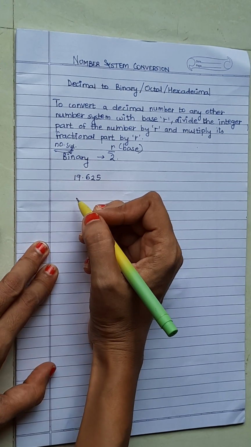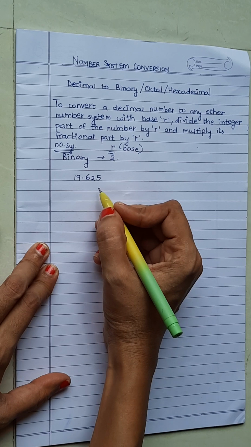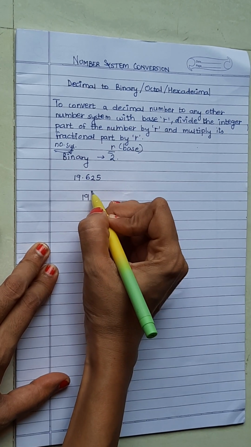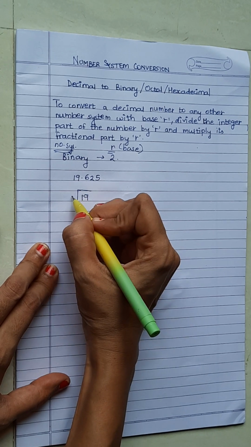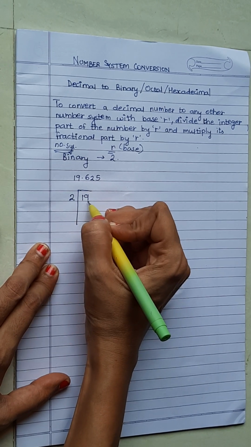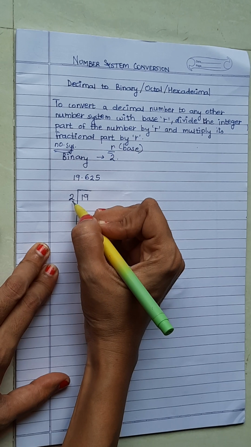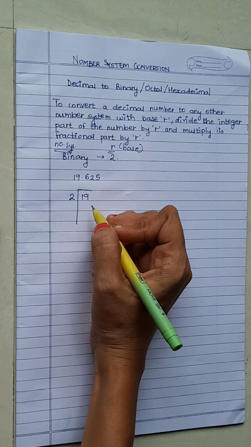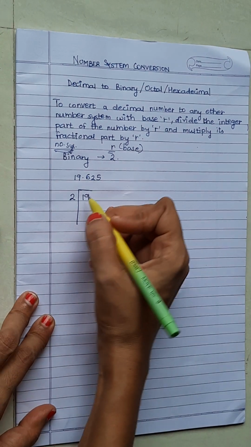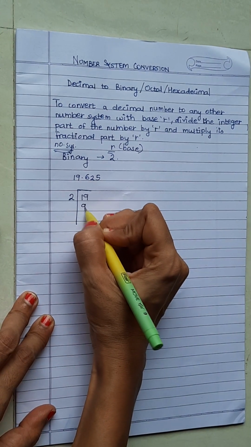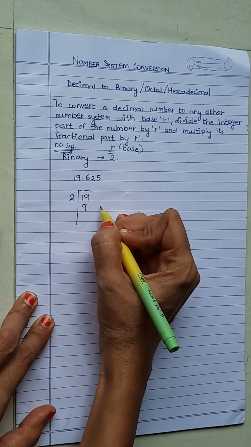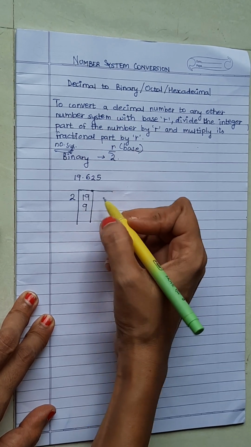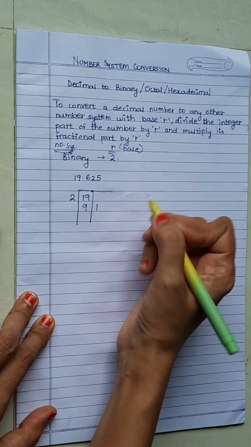So if I want to convert 19.625 into binary, I will first divide the integer part of the number by 2. Here this is the dividend, this is the divisor. What will be the quotient in this case? The quotient will be 9, since 2 9s are 18. So the remainder is, we have to note down each time the remainder. Here the remainder is 1.